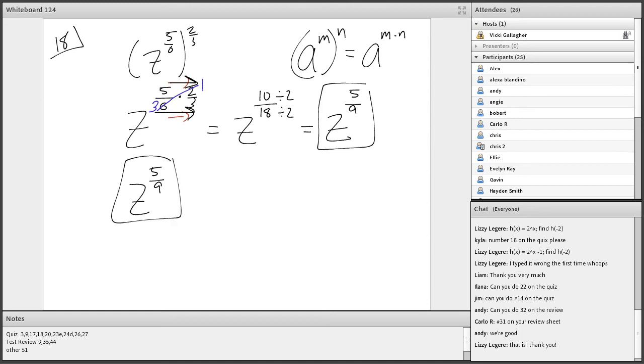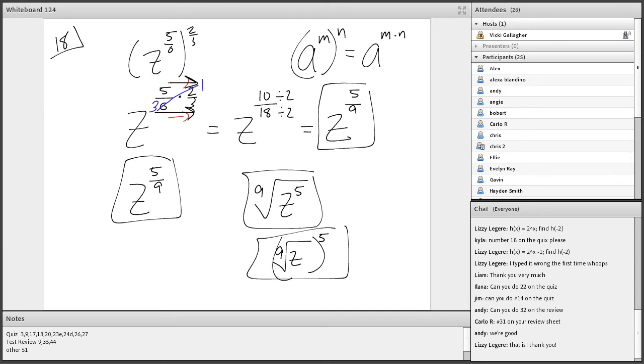It didn't tell you what format to write it in, so if you had wanted to write it as the 9th root of z to the 5th, that would also be okay. Sometimes we even do the 9th root of z to the 5th out here. That would be okay as well. So that was number 18 from the quiz.